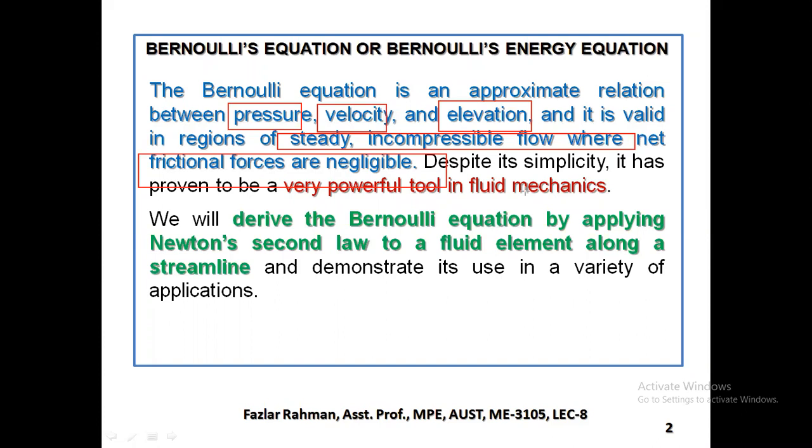And it's saying approximate relation, because when Bernoulli derived it, he didn't consider the friction of the fluid. So if you don't consider the friction, then the relationship might not be accurate. But later on somebody added the friction of the fluid in the Bernoulli's equation. So it's saying despite simplicity, it has proven to be a very powerful tool in fluid mechanics.